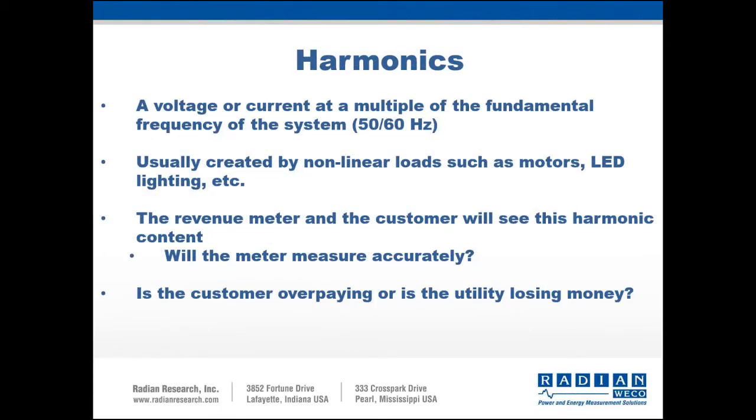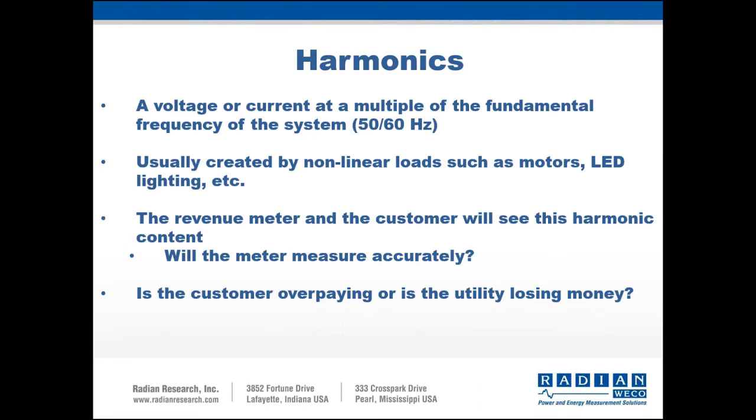So harmonics. What is a harmonic? A harmonic is a voltage or a current at a multiple of the fundamental frequency of the system. Depending on where you're at, it's either 50 or 60 hertz. For example, a third harmonic would be 150 hertz or 180 hertz, again depending on location. These harmonics at a site are usually created by nonlinear loads, such as electric motors, LED lighting, or other things that don't really follow the typical sine wave pattern.